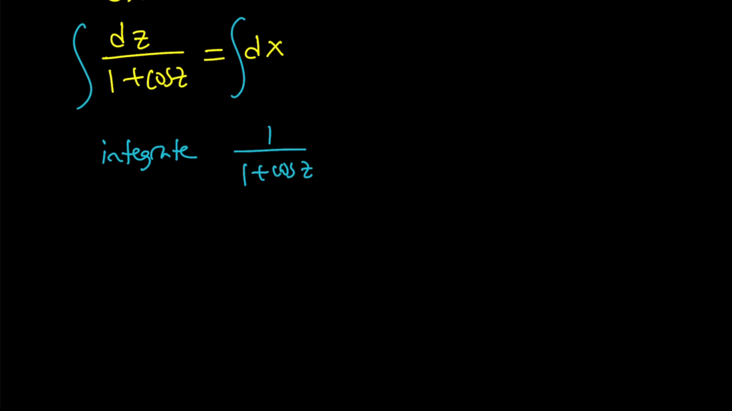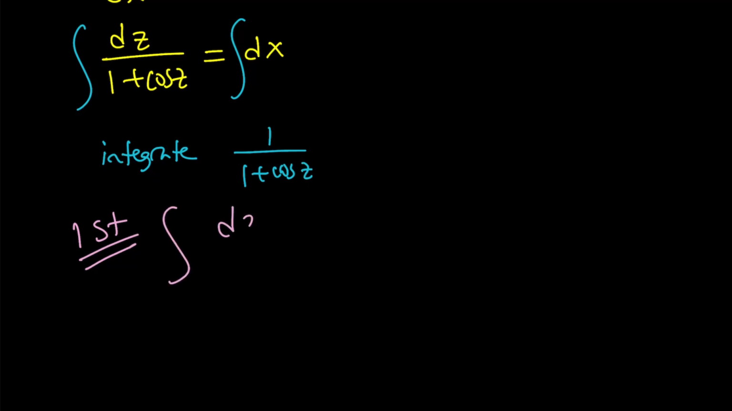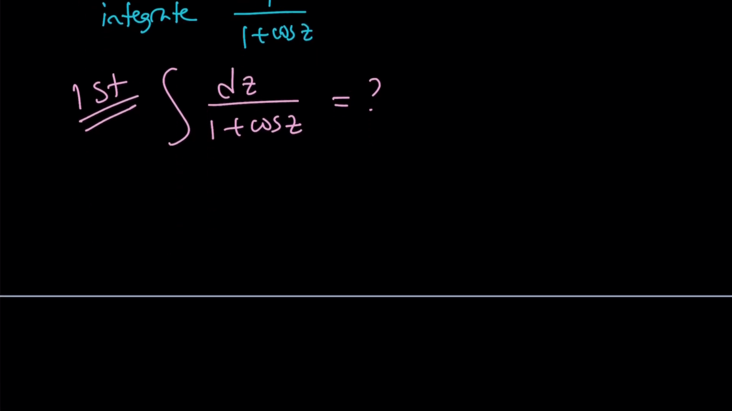So I'll be presenting two methods, as I said earlier. Let's start with the first one. For my first method, I'm going to use the Euler or Weierstrass, I think it's called Weierstrass substitution. Anyways, my goal is to evaluate this integral, and once I do it, I can set it equal to x plus c, because the integral of dx is fairly easy. It's actually x plus c. Easy, right? That part is super easy. So let's take care of this first.